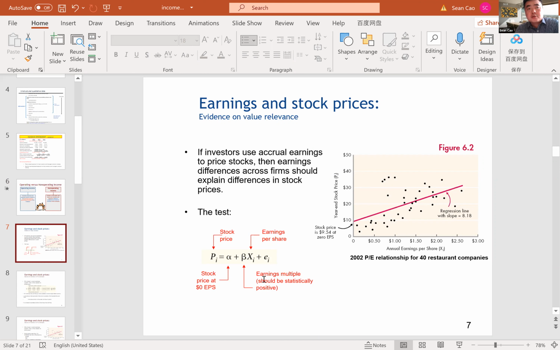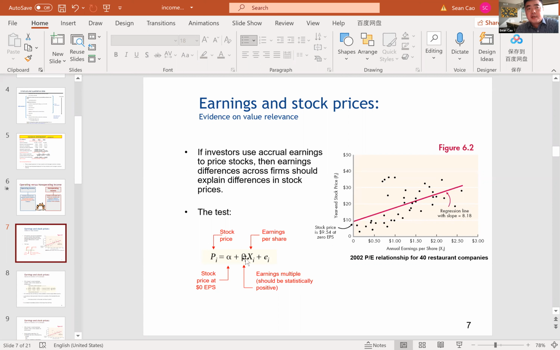So what does this mean? The X here is the earnings per share. The price here is the stock price of the company. This is the regression we have. On X is the earnings per share. The Y is the stock price. You see a slope. The slope is the relation between the stock price and earnings.